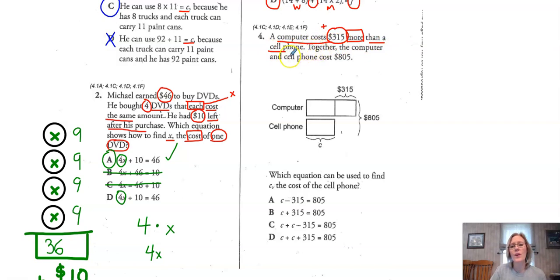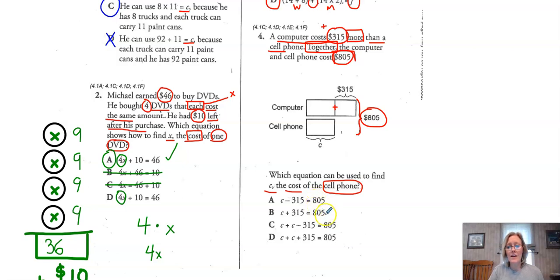Together, the computer and cell phone costs $805. Actually, we circle numbers, don't we? So let me circle that. And together is kind of like the words all together. That means we're supposed to add things, right? Now, we need to find C, and that's just going to be the cost of the cell phone here. That's all we need the cost of. So they're showing us that here's the cost of the cell phone. Now the computer has to be that much plus the 315. And if we add those together, we have a total of 805. That's what we need to find down here.